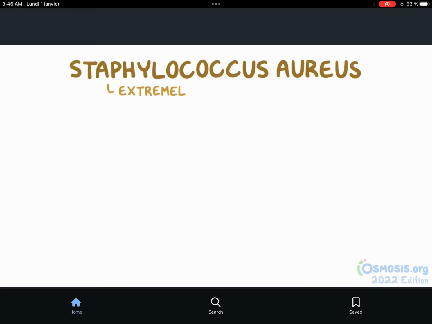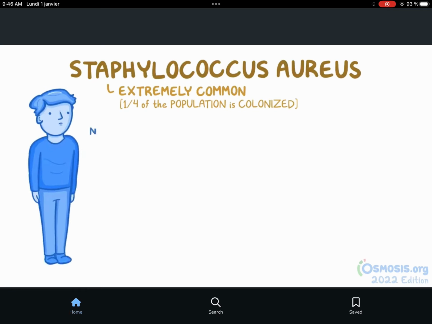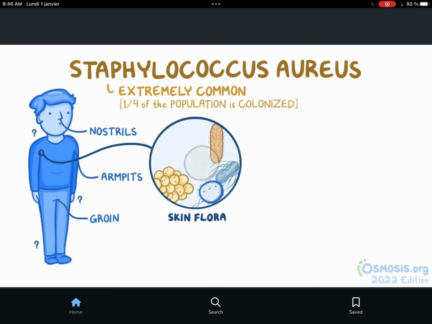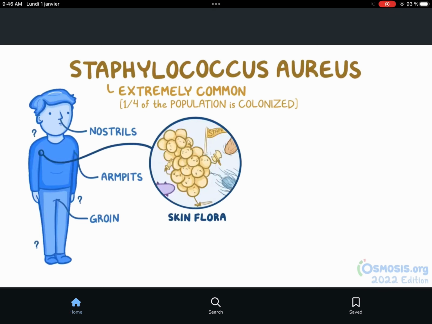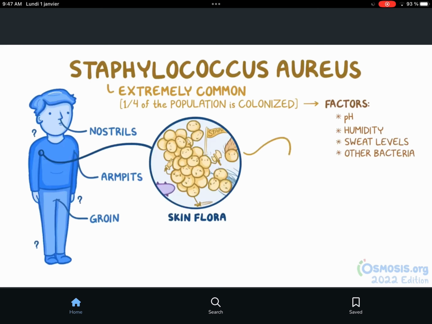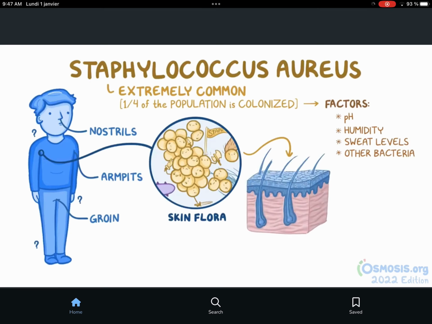Staph aureus is extremely common, and about a quarter of the population is colonized by it, usually in their nostrils, groin, armpits, and other parts of their skin. But most of the time, it's a normal part of our skin flora, and doesn't cause trouble. The skin flora is a complex ecosystem of different bacterial species, and occasionally Staph aureus can start to dominate that ecosystem. In individuals that have Staph aureus colonization, a number of factors like the pH, humidity, sweat levels of the skin, as well as presence of other bacteria on our skin, all affect the amount of Staph aureus that's present.